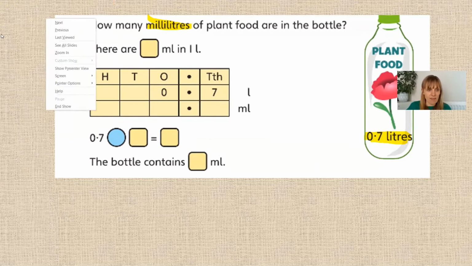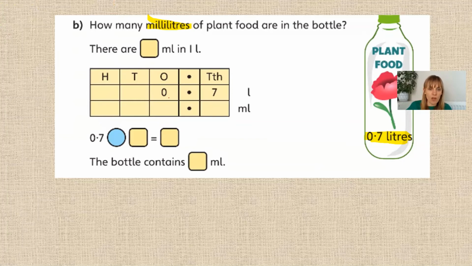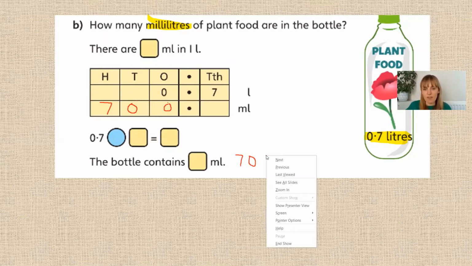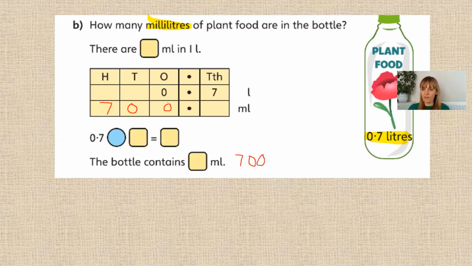So let's see if I can get my pen going this time. Here's my pen. So my 7 is going to jump over the decimal point. 1, 2, 3. So the 7 ends up in the hundreds column. And then I've got some spaces here in the 10s and the 1s, and I can't leave them empty. So I'm going to put my placeholder of the 0 inside them. So the bottle then contains, I'm going to write the answer here, because I didn't have to put it in that box. It contains 700 milliliters of plant food.